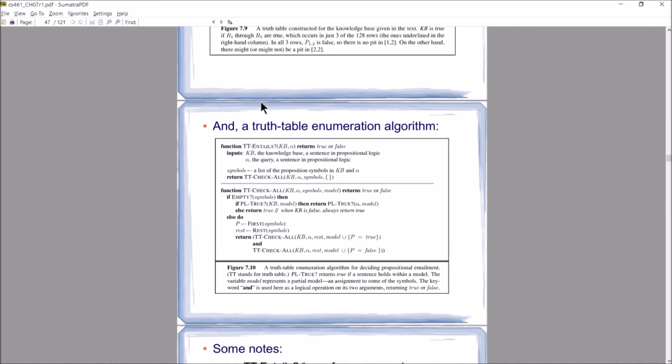All right, so here's the truth table enumeration algorithm. This is just the pseudocode algorithm describing what I just talked about. Create that truth table and then examine it to determine if you can infer conclusively that some proposition that you made is true, or some sentence is true.